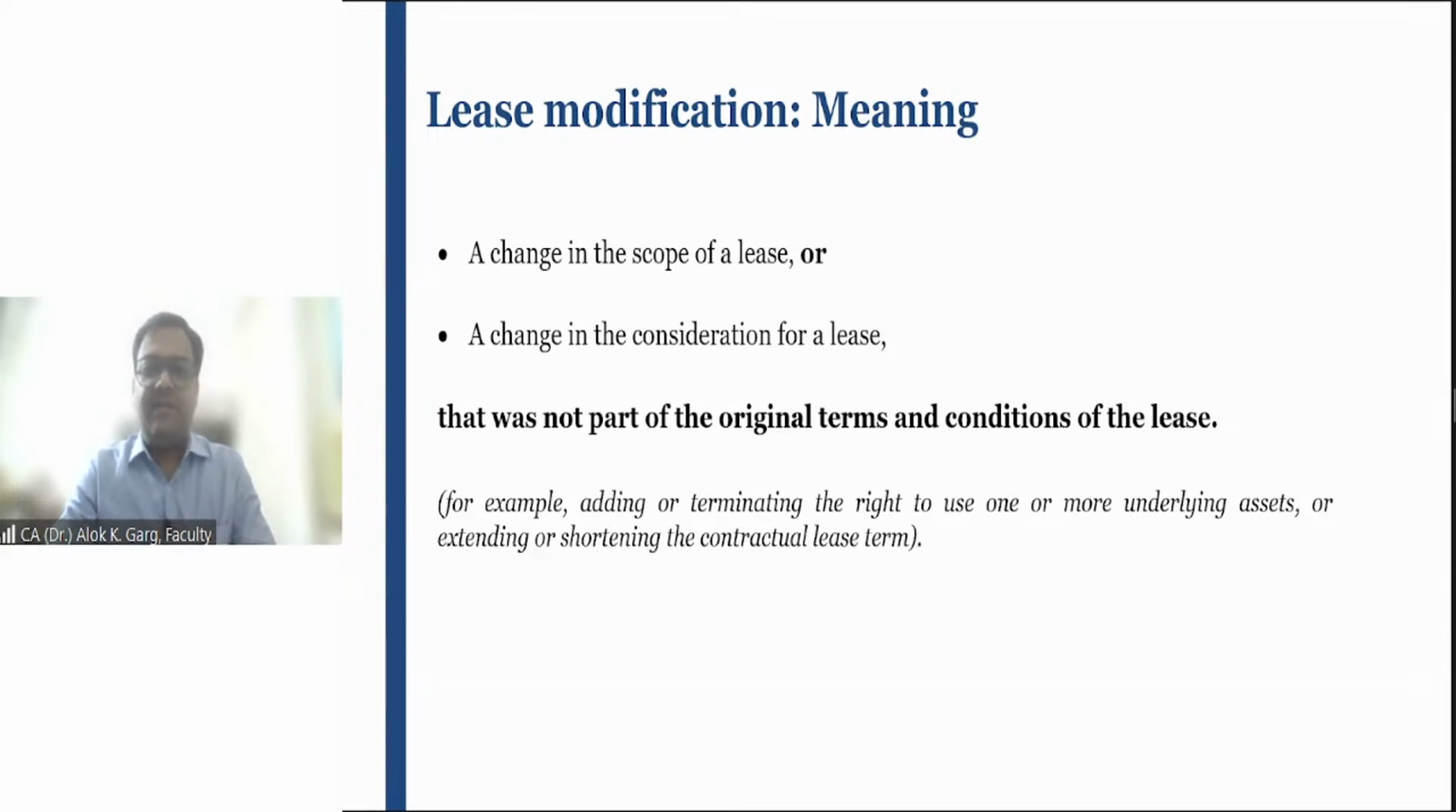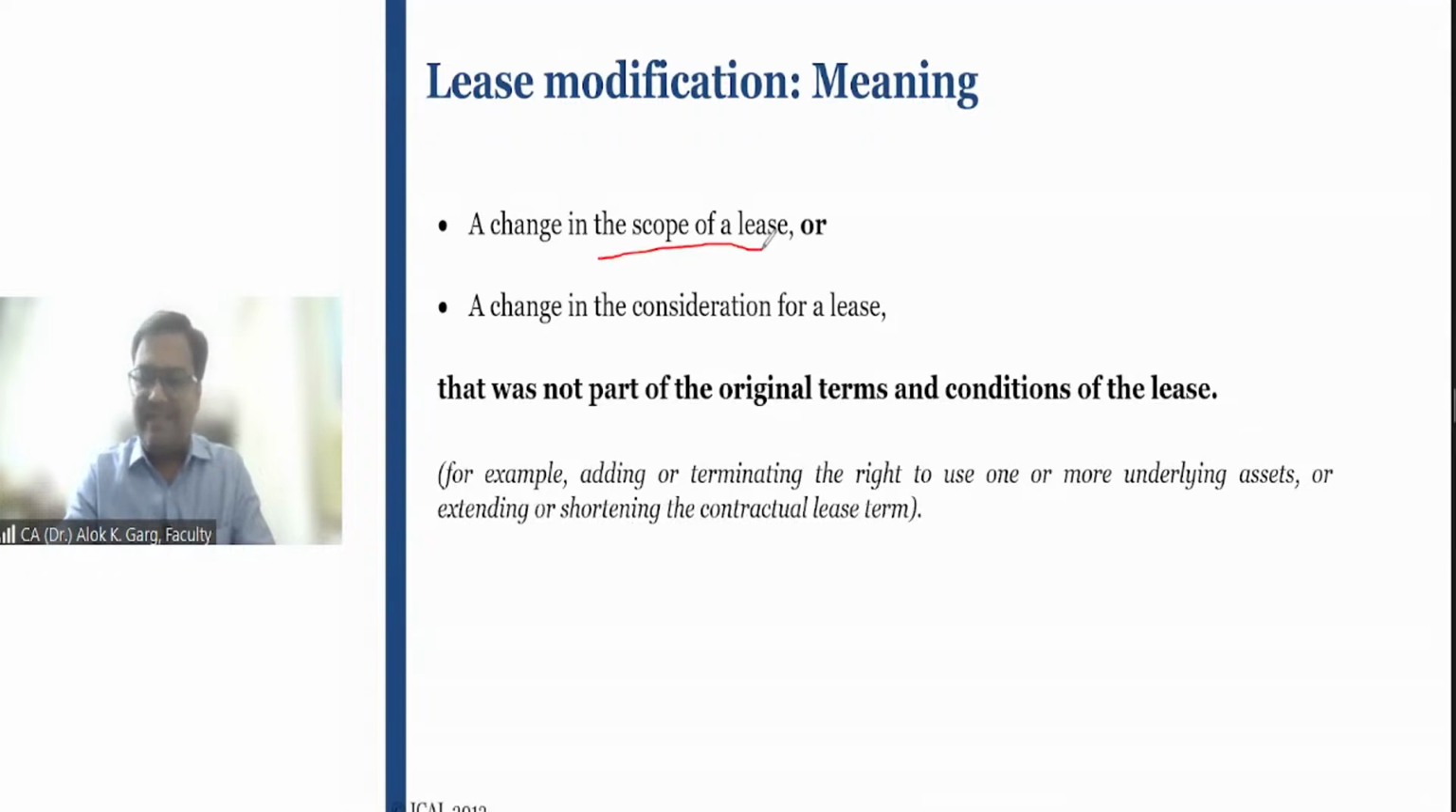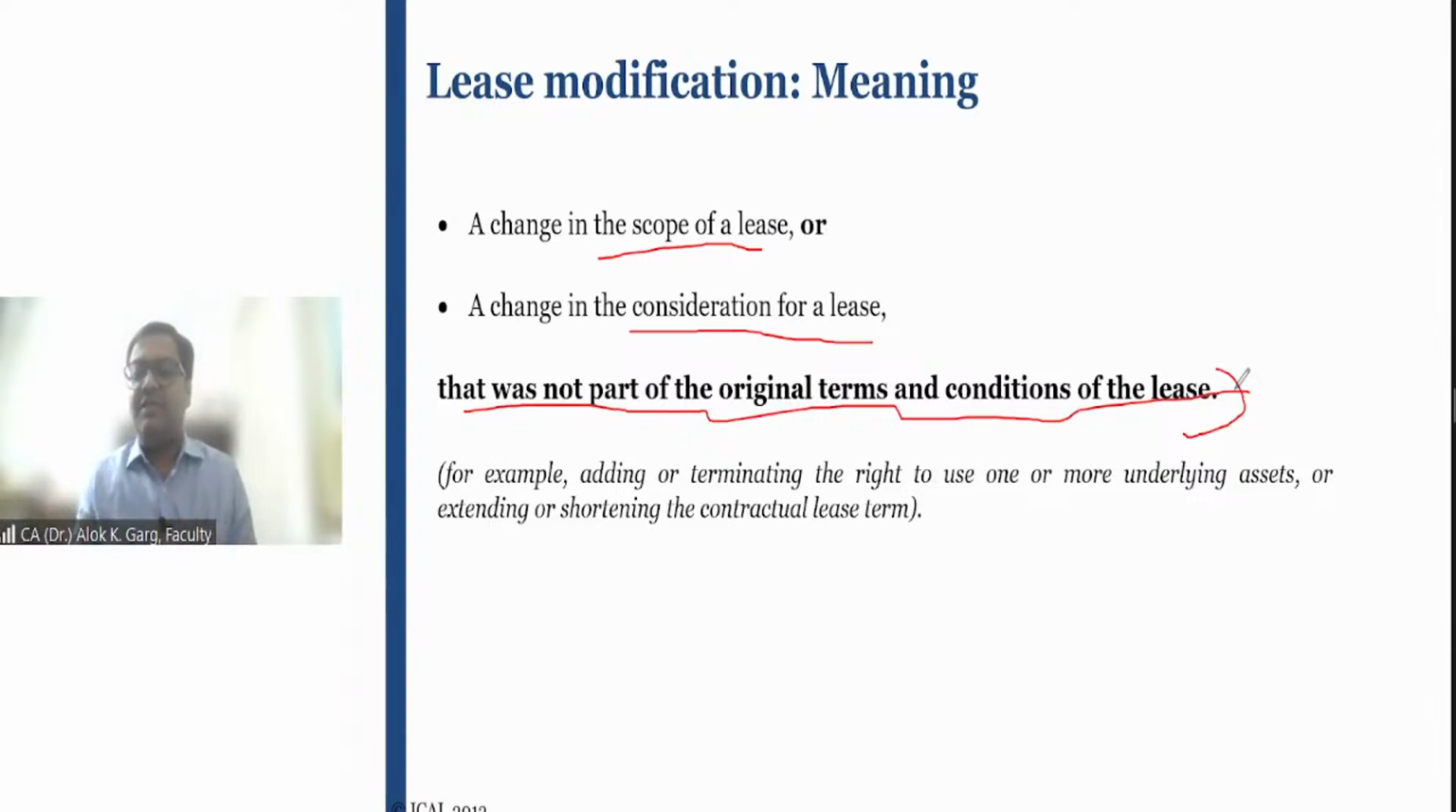Lease modification means a change in the scope of a lease, like increasing the area or decreasing the area. A change in the consideration of a lease, like after COVID, the lessor has decreased the lease rental, or at times the lease rental has been increased, like I have told you in case of an increase in the property price, that was not part of the original terms and conditions of the lease. If it is part of the original terms and conditions of the lease, it has already been factored in while calculating the present value of future lease payments. For example, adding or terminating the right to use one or more underlying assets, or extending or shortening the contractual lease term.